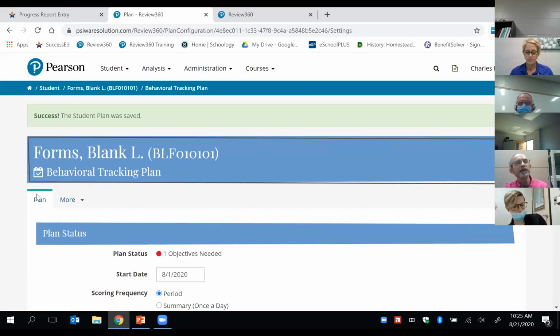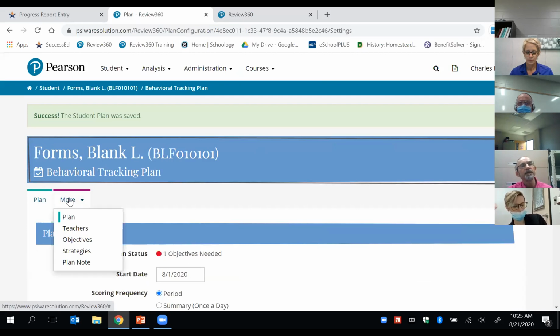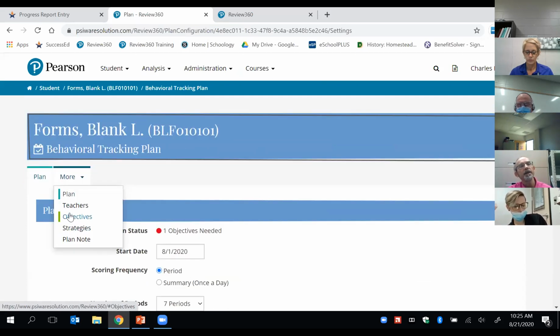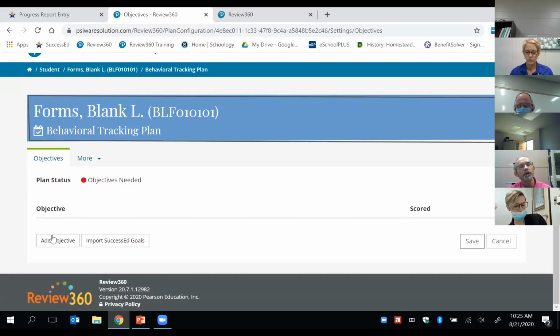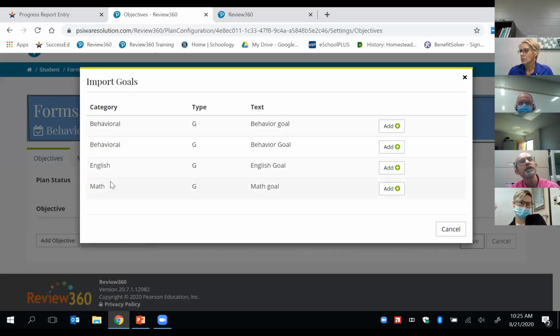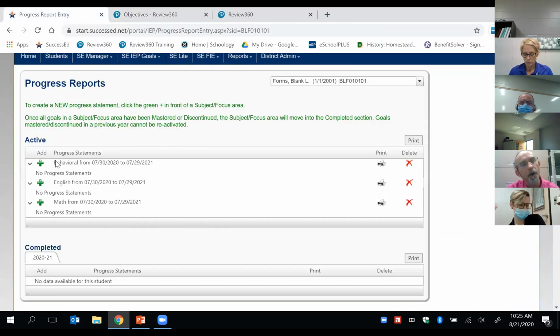And so the next place that you want to pop over to is importing the objectives from Success Ed. So we're going to go from the Plan tab to the Objectives tab, and we're going to import Success Ed goals. Okay, so now I want to hop over to Success Ed real quick. You don't need to have Success Ed necessarily pulled up to do this, but I want you to see, well, where is it pulling this information from? And it's pulling it from the progress reports.